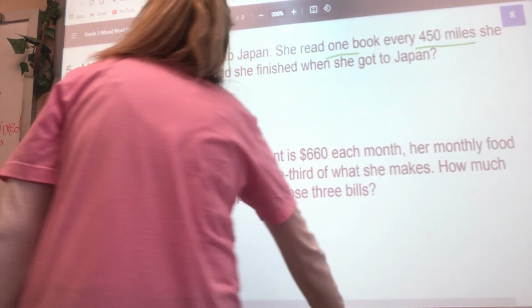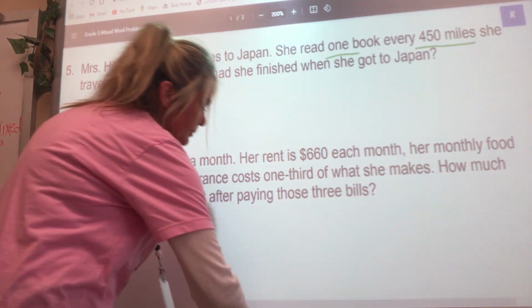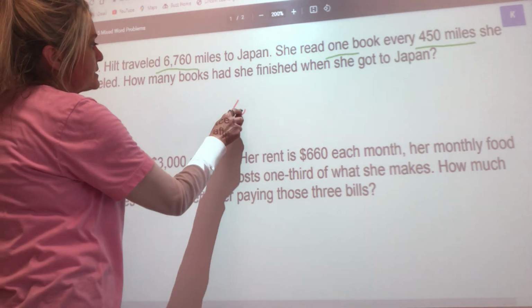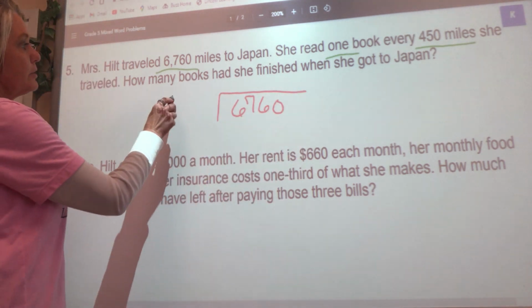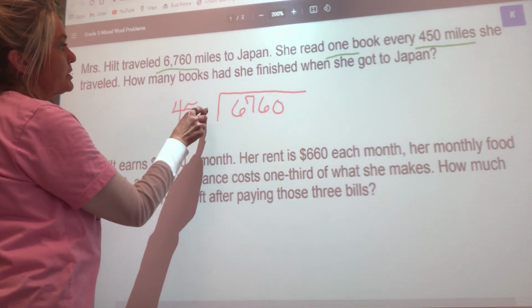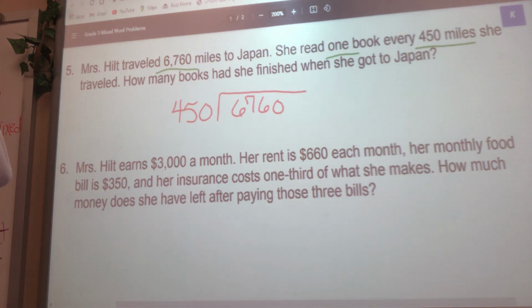Okay, so we take our total miles, 6,760, and she read one book every 450 miles. So if we divide that, that'll tell us how many books she read before she got there.